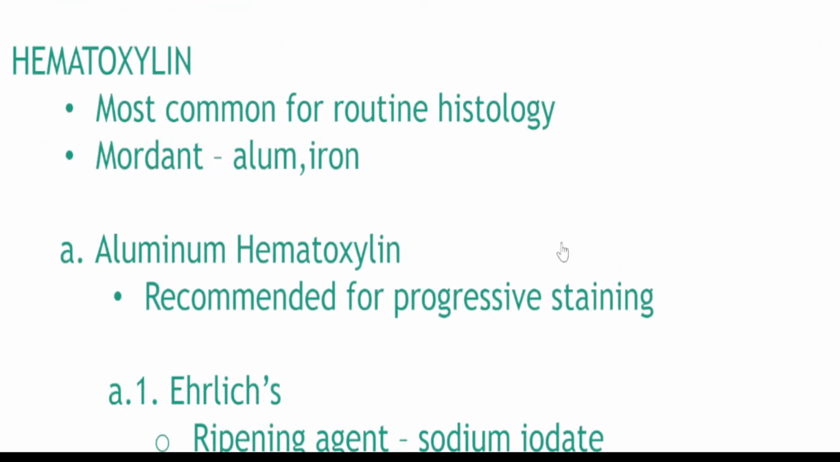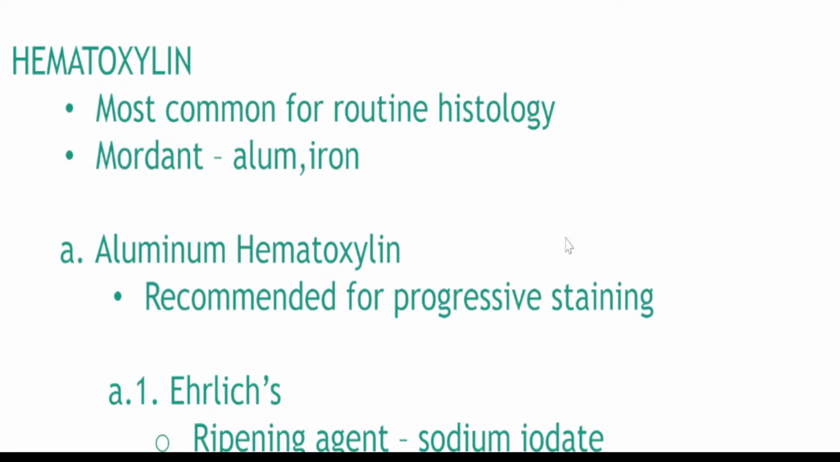Okay, so staining solutions, we've discussed this already. We have alum hematoxylin or aluminum hematoxylin, the most common and used in routine hematology and histology. The mordant is usually a metal, alum or iron. Aluminum hematoxylins are recommended for progressive stains. There are several types of them. I don't want you to focus on them, but just for your information, the most commonly used in the histology laboratory is Harris hematoxylin.